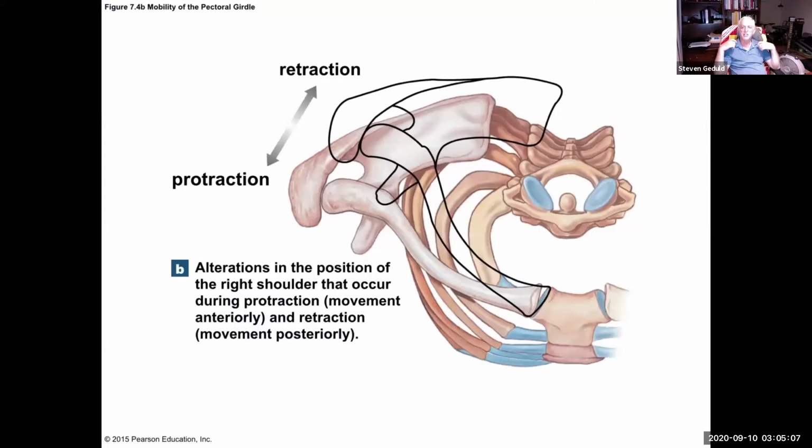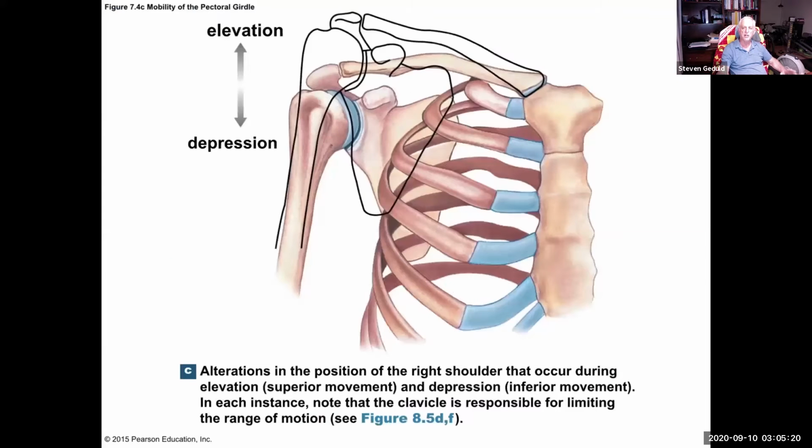Retraction is taking your shoulders and pulling them backwards. Protraction is taking your shoulders and moving them forward. Elevation is taking your shoulders and moving them up. Depression is taking your shoulders and moving them down. Those are four of the movements you have at the shoulder joint.